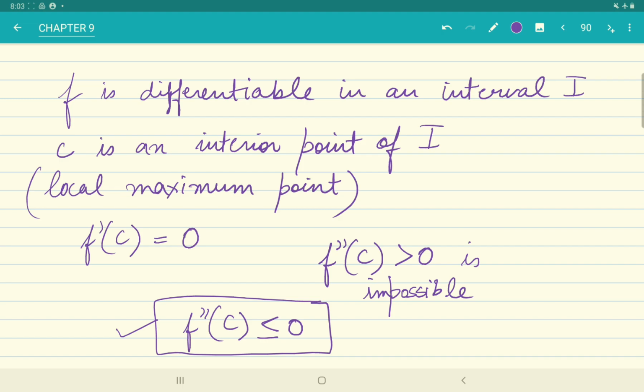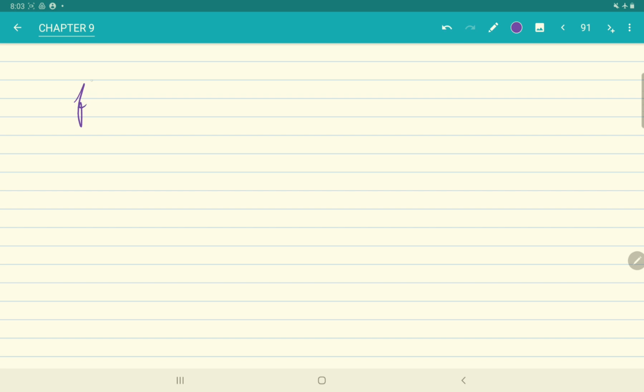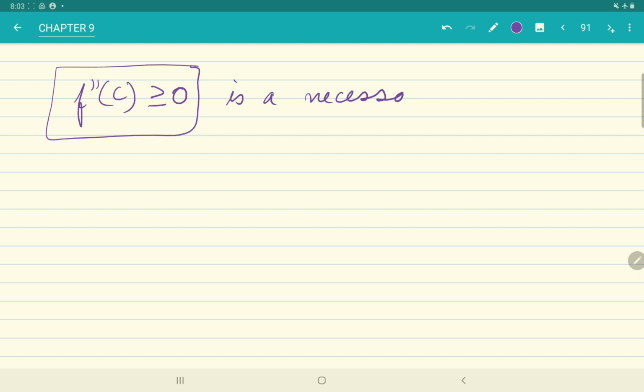Obviously, I know that f prime c is equal to 0, that's also the case, but here we see that this is also the case. So f double prime c less than or equal to 0 is a necessary condition for c to be a local maximum point. And similarly, we can establish that f double prime c greater than or equal to 0 is a necessary condition for c to be a local minimum point.